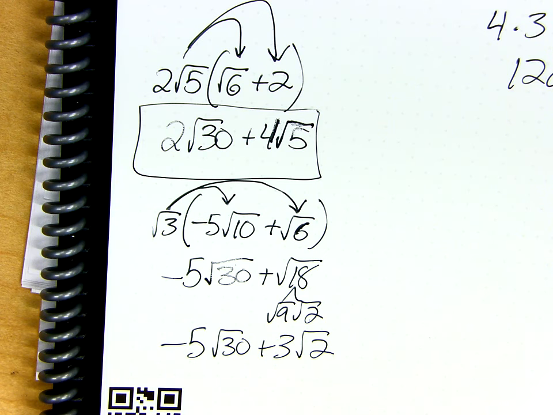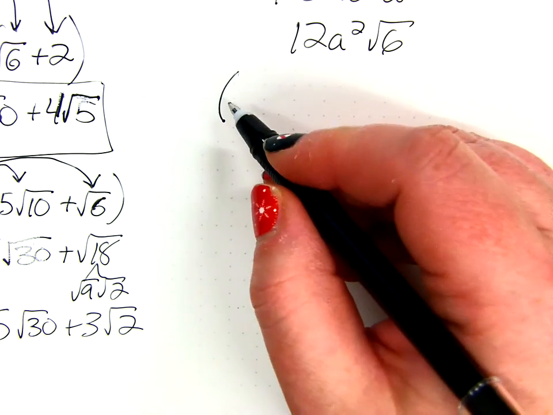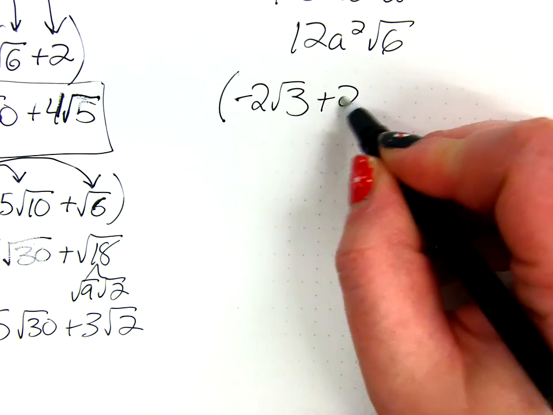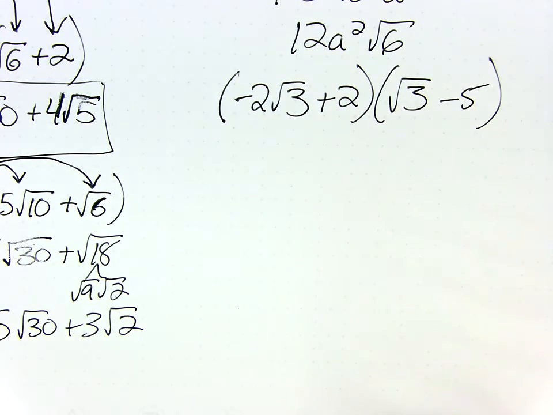How do we feel about distributing? Yeah, it's hopefully not too bad. So the only other thing that we have to worry about is foiling. So if we look at something like, how about 21's fine. So 21 has negative 2 root 3 plus 2, and I'm going to multiply that by square root of 3 minus 5.